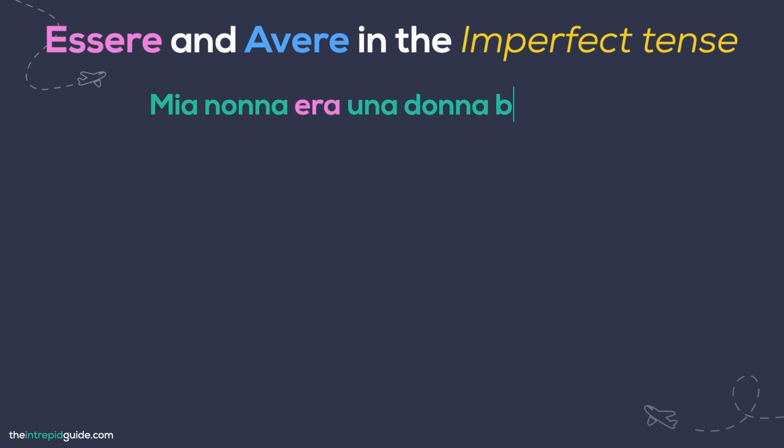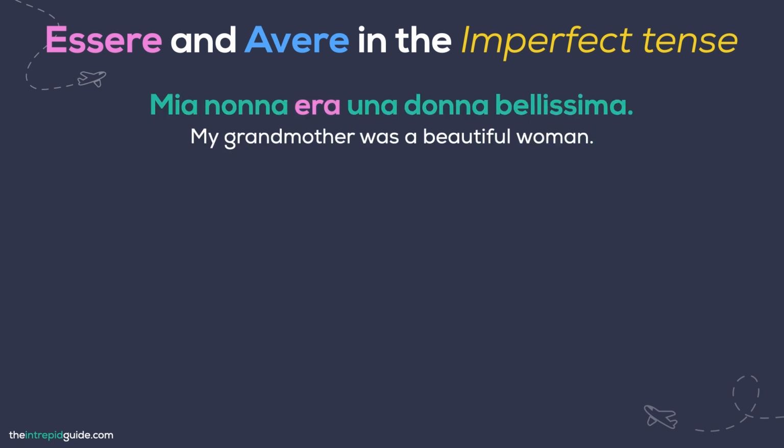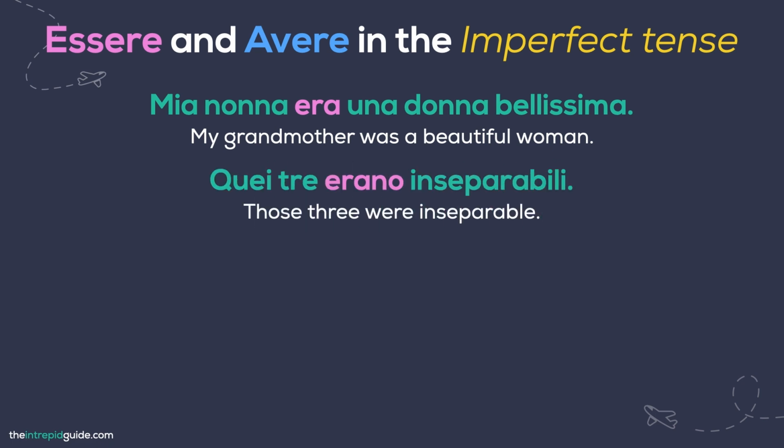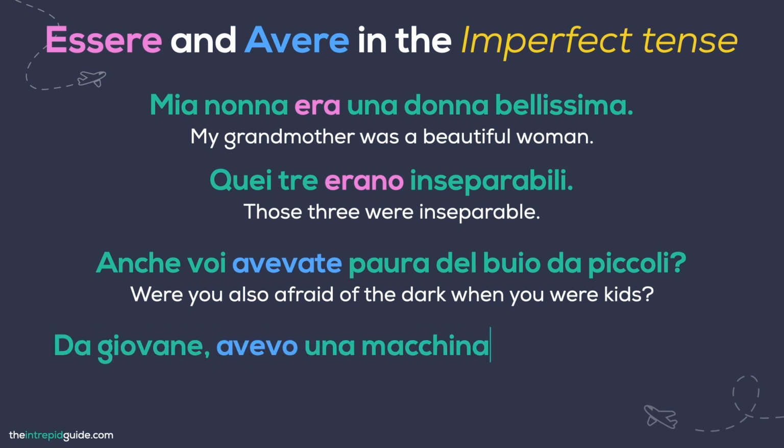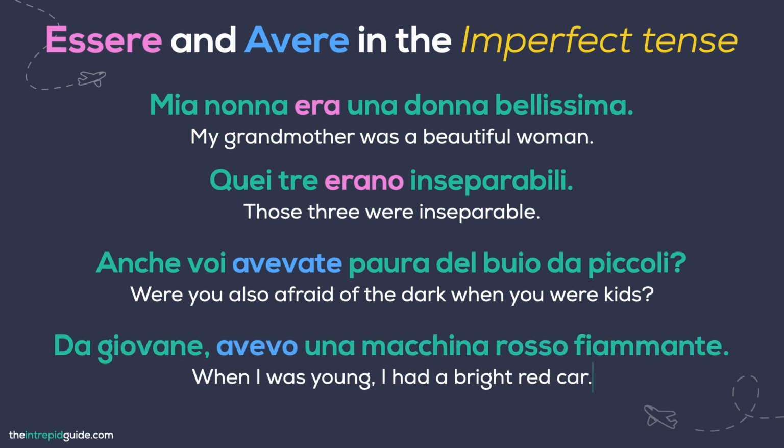Here are some example sentences. Mia nonna era una donna bellissima. My grandmother was a beautiful woman. Quei 3 erano inseparabili. Those 3 were inseparable. Anche voi avevate paura del buio da piccoli. Were you also afraid of the dark when you were kids? Da giovane avevo una macchina rosso fiammante. When I was young, I had a bright red car.